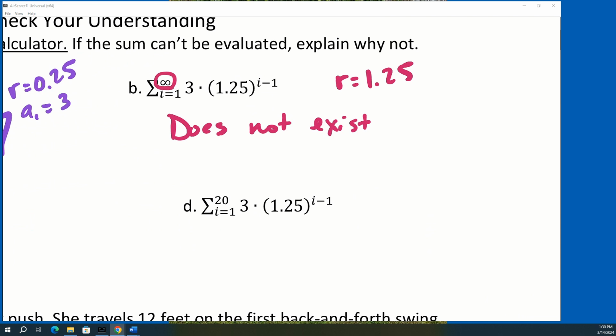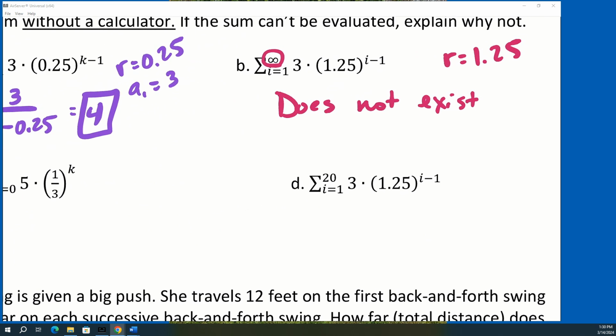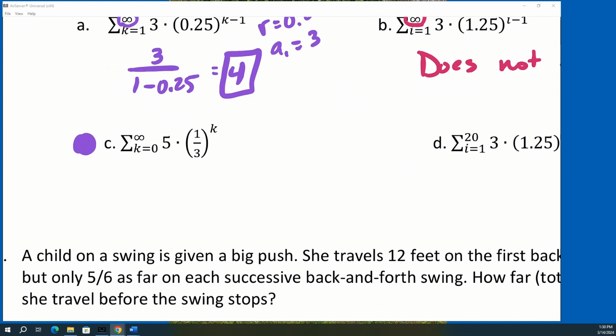All right, let's look at C. So r in this case is 1/3. Is it going to have an infinite sum? Yes. So we do 5 over 1 minus 1/3, and that's going to be 7.5.